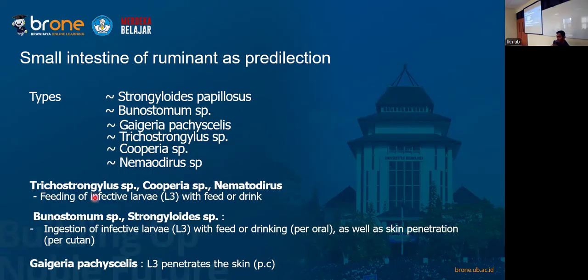But the second group, and also Strongyloides, can infect their definitive host by peroral and also percutan. And the last group, Bunostomum phlebotomum, only percutan. So focus on this slide because it helps you to answer your mid semester assignment.